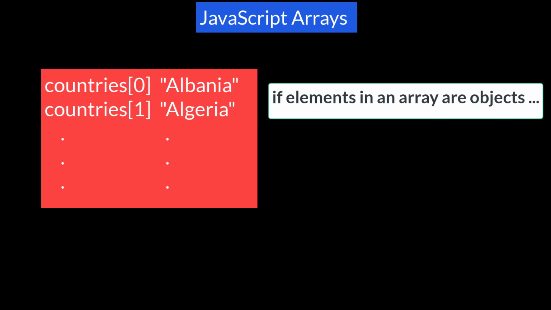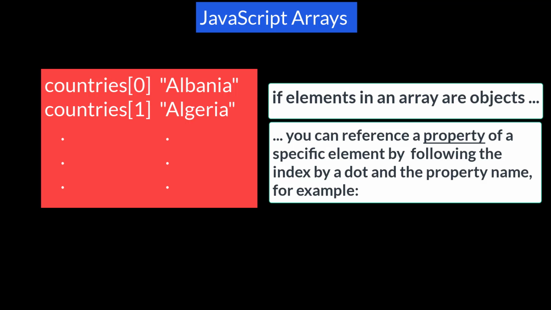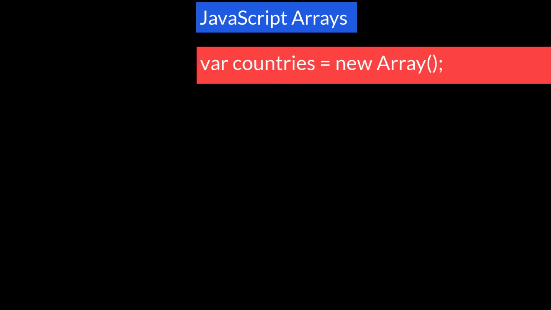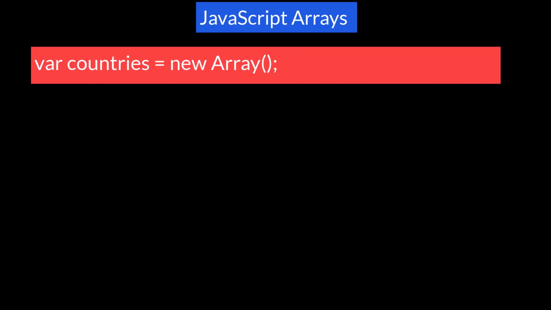If the elements in an array are objects, you can reference a property of a specific element by following the index by a dot and the property name. For example, images[5].src. You can define an array using the var statement. For example, var countries = new Array(). Arrays are objects, therefore they have properties and methods. Use of the new constructor creates a new array object with the specified name. Here, countries is an object of type Array with an indeterminate number of entries.